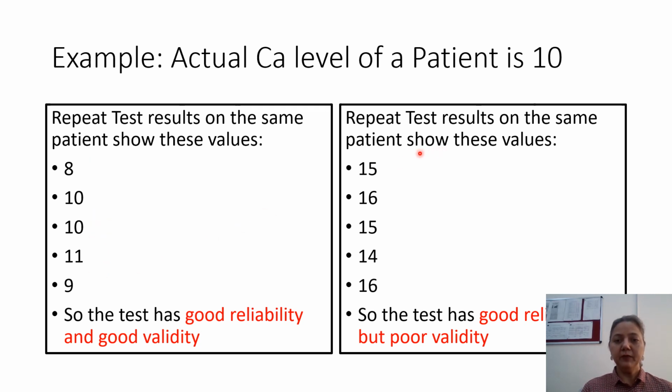If the same test is repeated in the patient and we get values like 15, 16, 14, 16, these values are closer to each other, but they are far off from the actual value. So that is why this test has good reliability but poor validity.